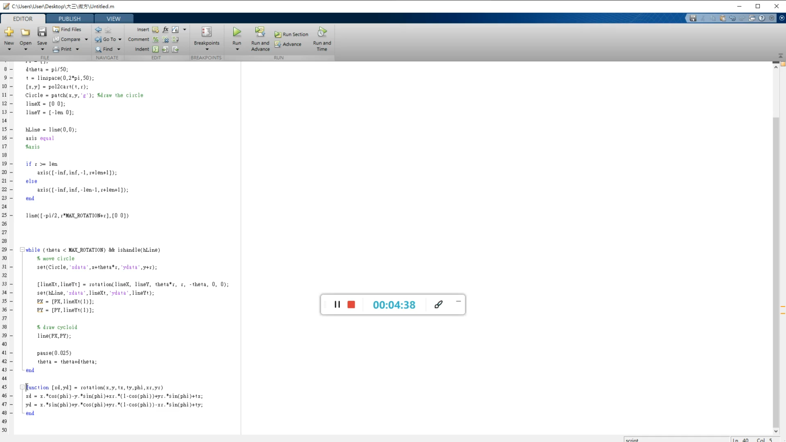And this is just a function. I find that it uses the rotation matrix to get the x and y without scaling it.